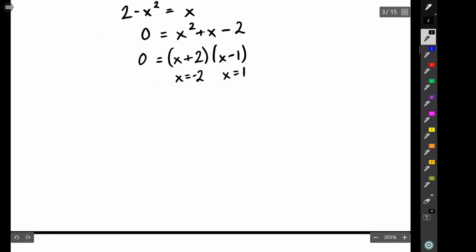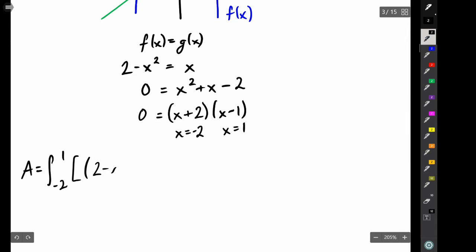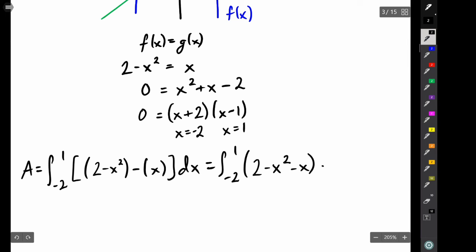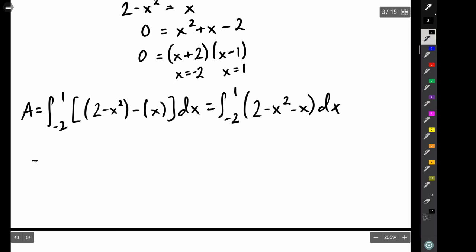Excellent. So that means the area will be the integral from negative 2 to 1 of the top function, which is 2 minus x squared, minus the bottom function, which is x. Let's simplify this integrand a little bit so we can compute it. This will be 2 minus x squared minus x dx. Computing this integral, we get 2x minus 1/3 x cubed minus 1/2 x squared from negative 2 to 1.